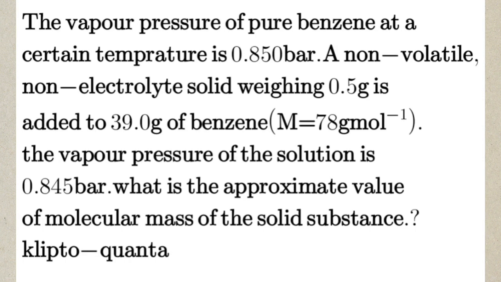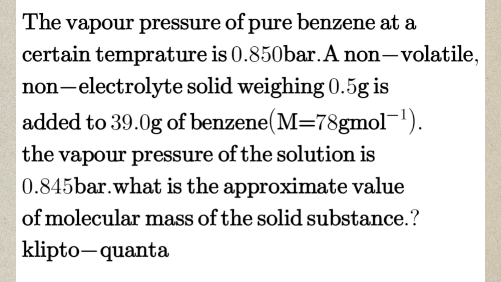Let's take a look at a particular example. It says that the vapor pressure of pure benzene at a certain temperature is 0.85 bar. That's the normal vapor pressure before it's mixed with the solute. After this, a non-volatile solid weighing 0.5 gram, like I said, they can use weight, and if you use mass you are still on the right track, is added to 39.09 gram of benzene. The vapor pressure of the solution is 0.845 bar. When they say solution, you should know that the non-volatile cannot contribute, so the partial vapor pressure is that of benzene, which is 0.845. The question asks, what is the molecular mass of the solid substance, that is, of the non-volatile?